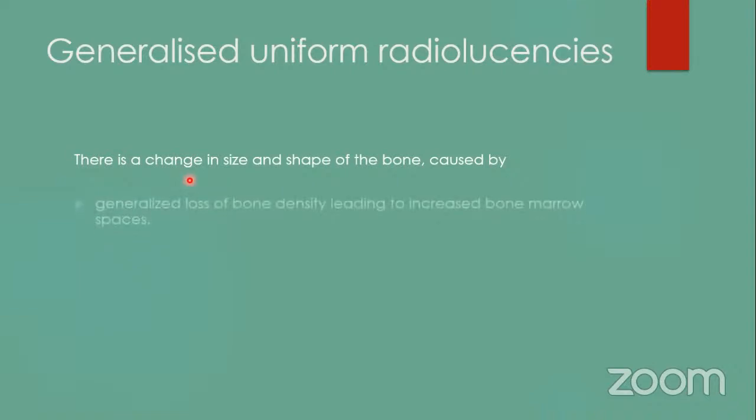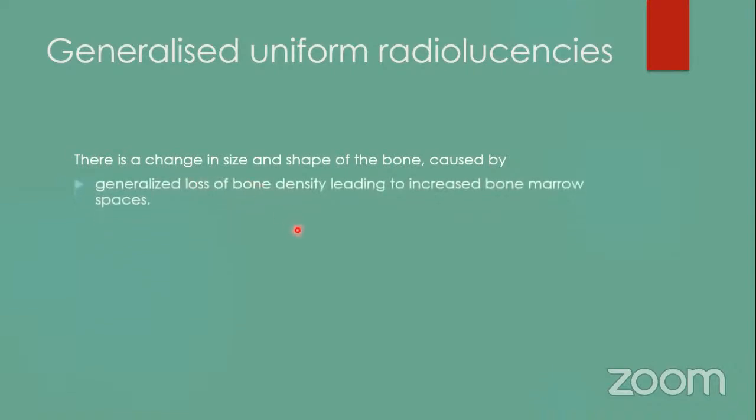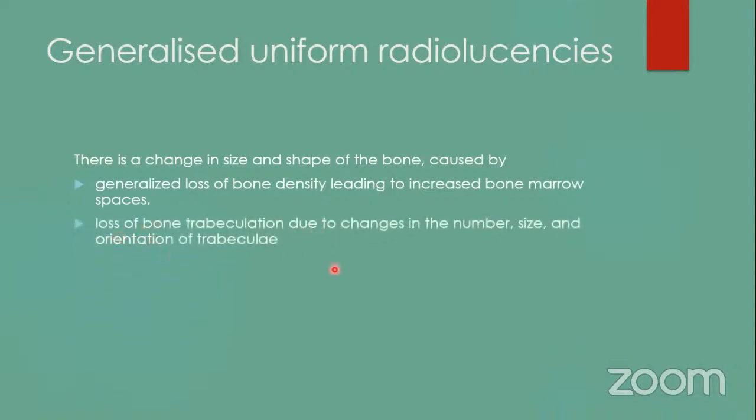So when it comes to generalized uniform radiolucencies, these are the pathologies that may occur in the bones. What you find is a change in the size and the shape of the bone. This is caused by generalized loss of bone density, and this leads to increased bone marrow spaces. So you're losing the trabecular bone, but the bone marrow spaces become larger.